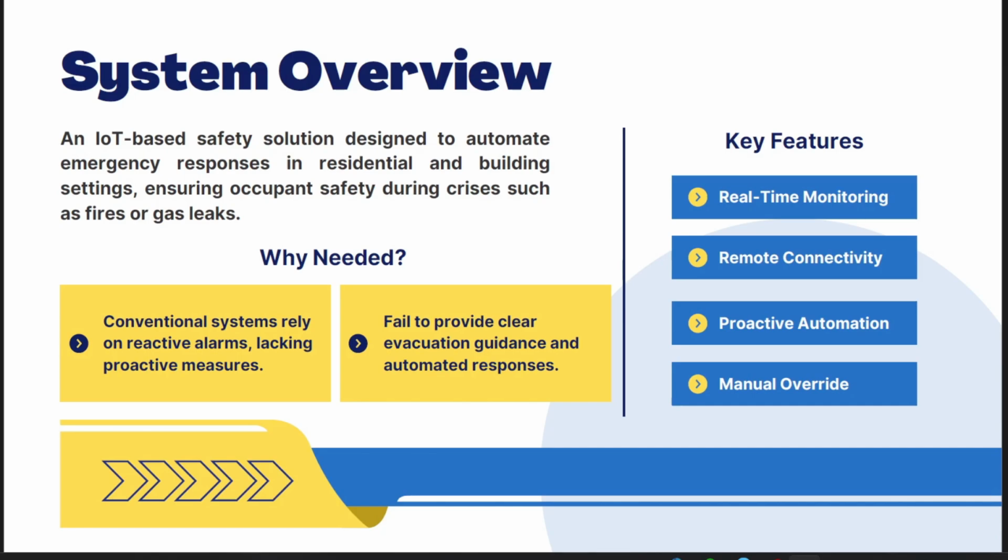Its core features include real time monitoring of environmental conditions like smoke, temperature, and gas levels, proactive automation to ventilate, unlock exits, and guide evacuation with sequential LEDs, remote connectivity for cloud-based monitoring and email alerts, manual override for occupant control during emergencies. Why do we need this system in the first place?